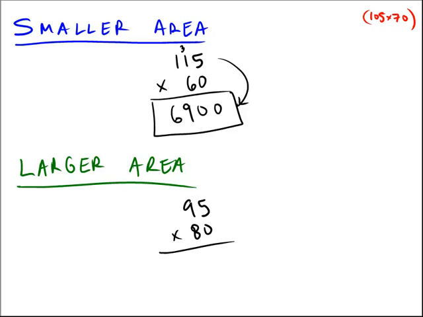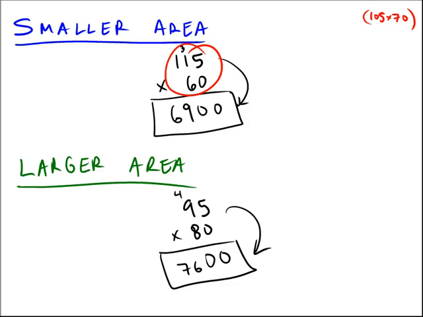What's 95 times 80? Well, 0, placeholder. 8 times 5 is 40. And 9 times 8 is 72, plus 4 is 76. So here we have a larger area. So these would be the dimensions of a smaller area, and these would be the dimensions of a bigger area.